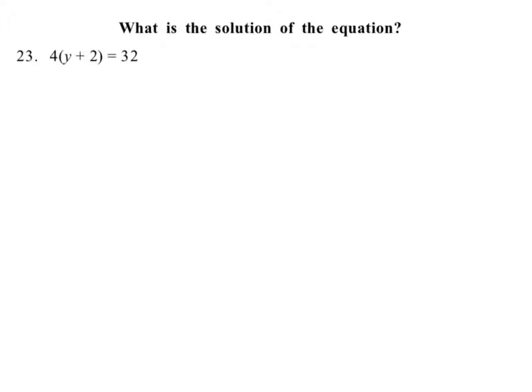Okay, what's the solution to the equation? This is distributive property, so we're going to distribute that 4 times y, 4y, and 4 times 2, 8, equals the 32. Now we're undoing what's happening.